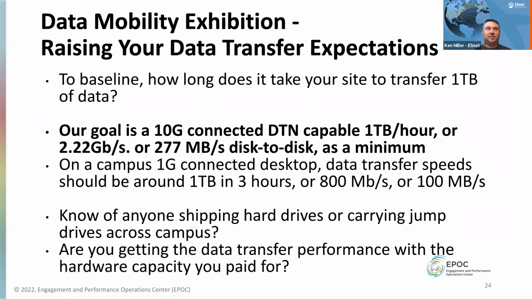Again, just repeating some of this, a 10 gig DTN should be capable of transferring 1 terabyte per hour, really 3 terabytes per hour, but 1 terabyte per hour is our minimum baseline at 2.2 gigabits a second, or 277 megabytes per second. On a campus, a 1 gig connected desktop should be able to transfer roughly a terabyte in around 3 hours, at 800 megabits per second, 100 megabytes per second. So even on 1 gig connected across your campus, you can not only do WAN transfers one way, you can also look at what your campuses are getting through different storage subsystems as well.